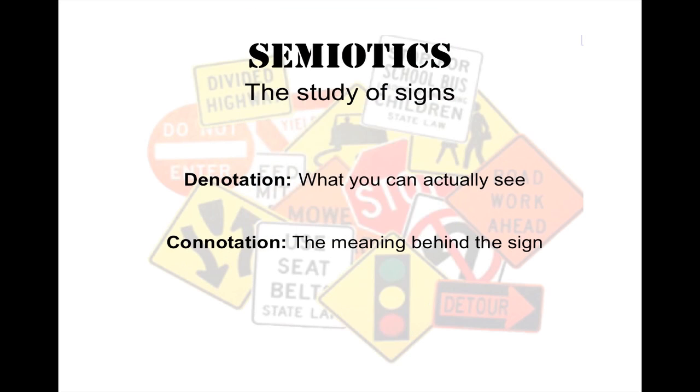Tutorials all to do with semiotics. So semiotics is basically the study of signs, and it consists of denotation, which is what you can actually see, and connotation, which is the meaning behind the signs or behind the picture. So, for example, you could look at a picture of a horse. The denotation is that it's a horse, or the connotation could be that it's an escaped animal or a wild animal living in the woods, etc.